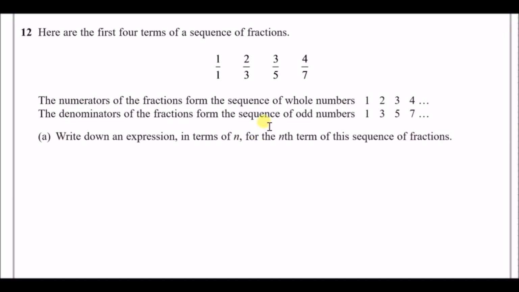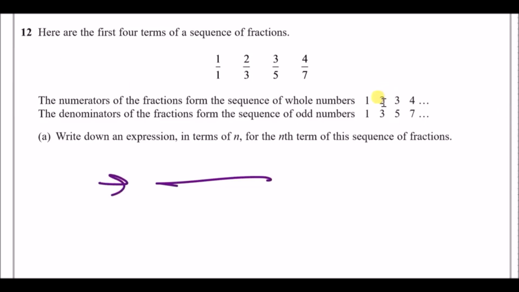Okay, so what this actually means is that we need to find the nth term for the whole numbers and an nth term for the odd numbers, and then put them on top of each other as a fraction. So to do it simply, for the whole numbers, and I'm going to do this really quick and easy and fast, that'll be the top half.